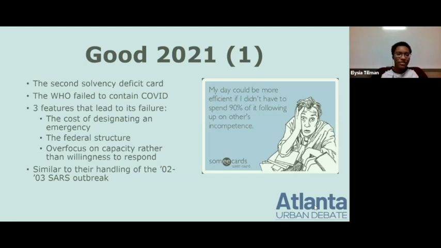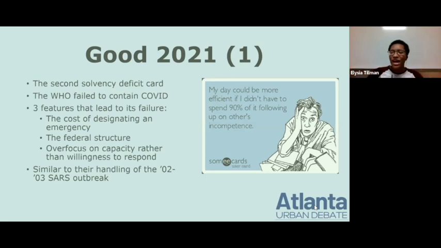So there's 3 things that the card talks about as having been why it was so hard. One is just that the cost was too high for them to officially designate it as an emergency as it was happening. It talks about the overall structure of the WHO itself, which the second card will also get into more about, kind of how the nature of the WHO doesn't really make it that effective. And then how they really focused on countries being able to respond to things, but not necessarily actually being willing to do the things they needed to do.